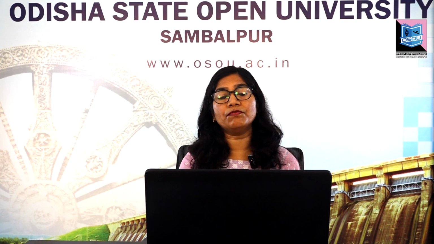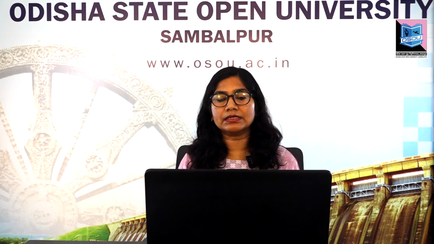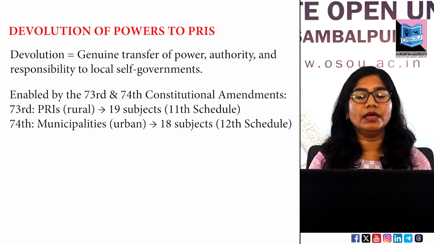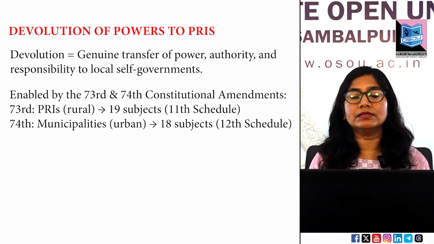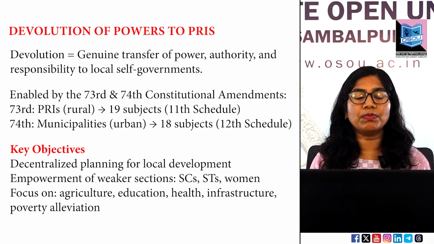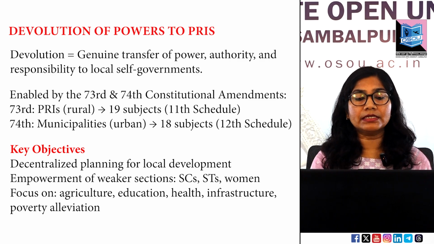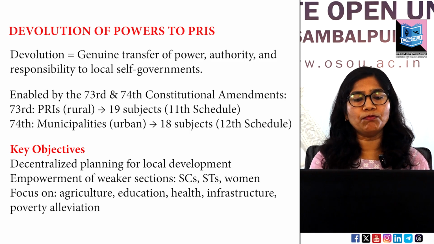And now we will know the constitutional framework. There are two constitutional frameworks that work in the PRIs. The first one is the 73rd Amendment 1992 that empowers the PRIs in rural areas with 29 subjects listed in the 11th Schedule. And the second one is the 74th Amendment 1992 that empowered the urban bodies with 18 subjects listed in the 12th Schedule. The key objectives of this constitutional framework are to promote decentralized planning and local development, and to ensure empowerment of SC, ST and women through reservations, with focus on vital sectors such as agriculture, education, health, infrastructure and poverty alleviation programs.